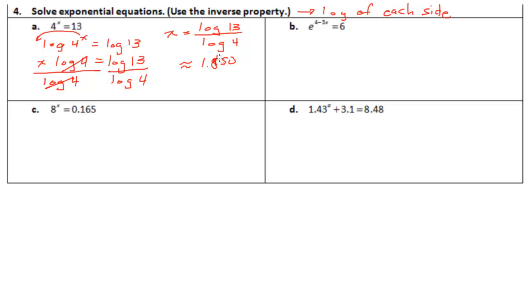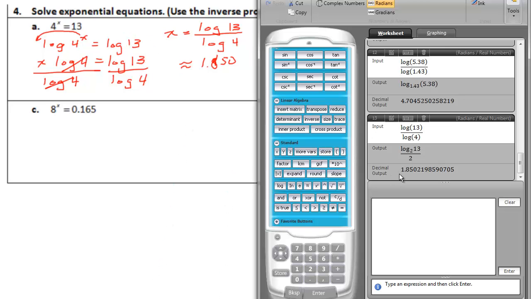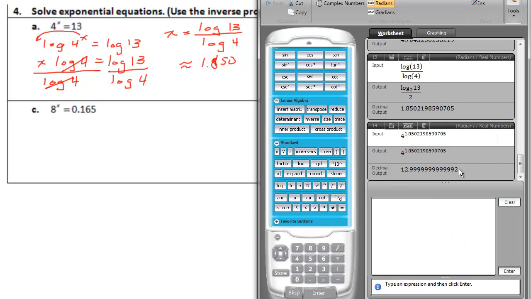Let's verify that seems to work. So on the calculator, I'm going to keep this value here, but take 4 and raise it to this power. Let me copy that, put that right there, and see what I get. And I get 12.9. It's really 13 because of all the rounding errors way out in the very small reaches of this number. So this works.